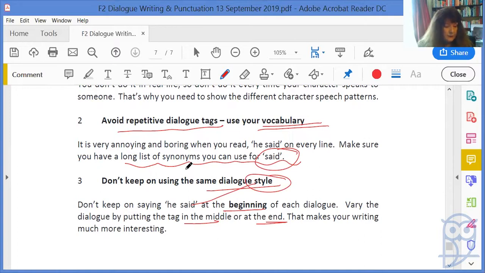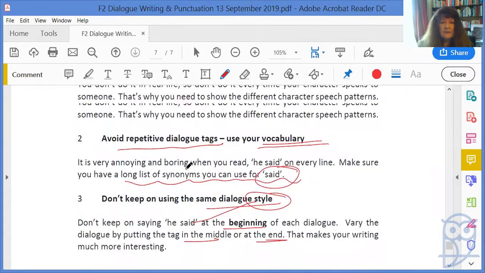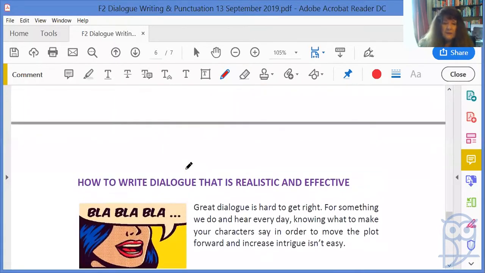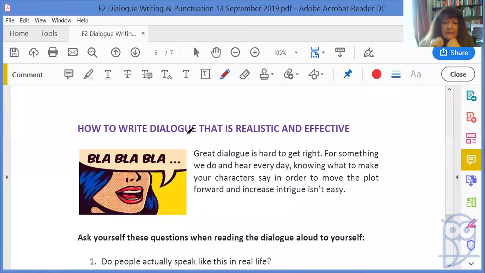Right, let's see what we're going to do now. That was the last one. Let's look at this one. How to write dialogue that is realistic and effective. It's not all fake and will go past everyone's head.